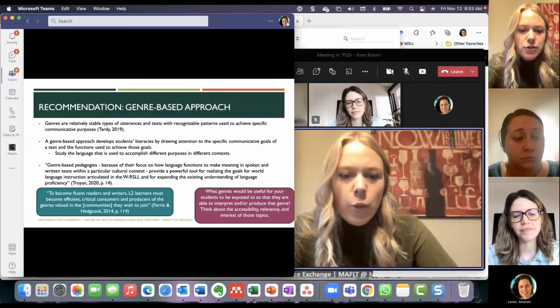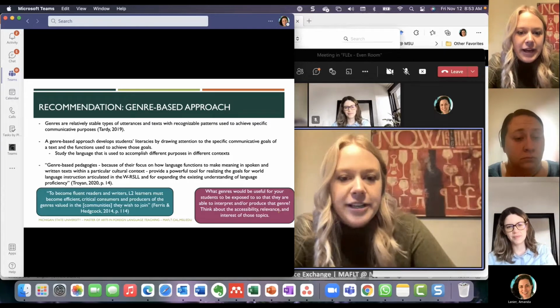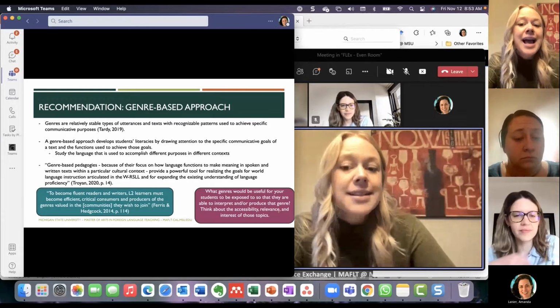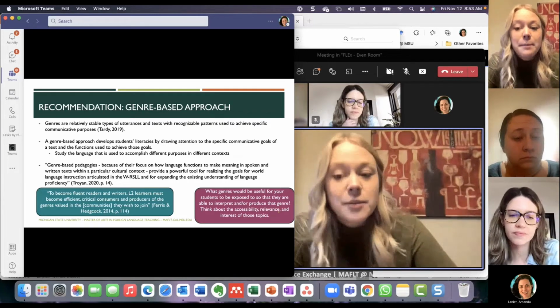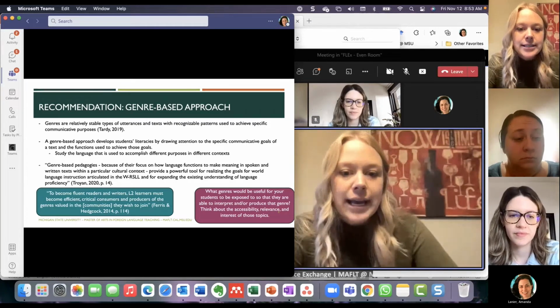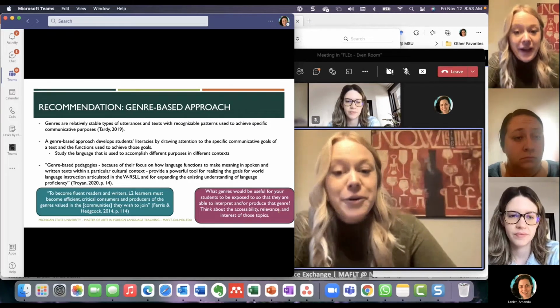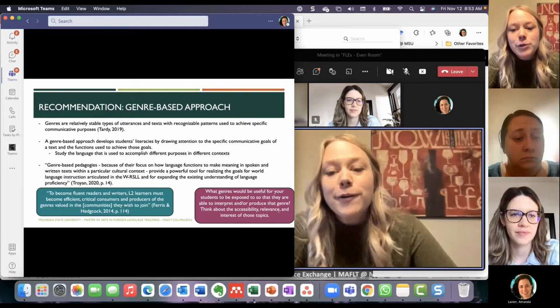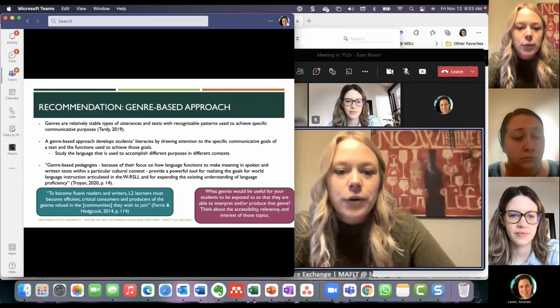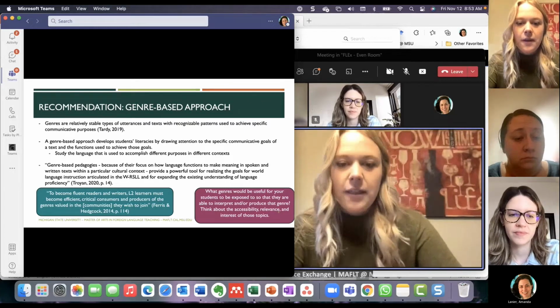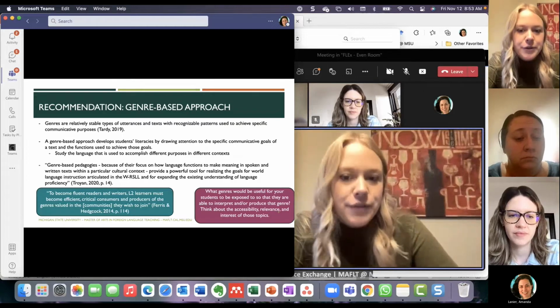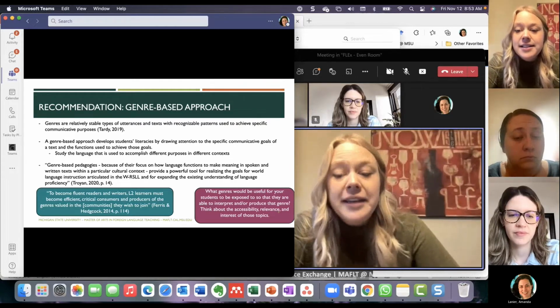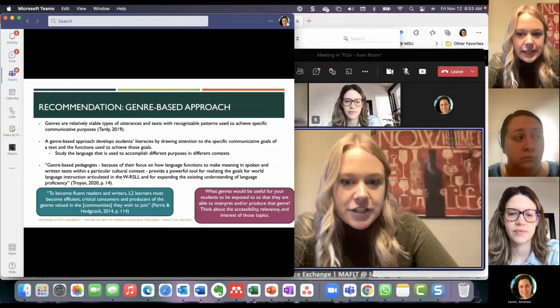And so this quote by Troyan states that genre-based pedagogies, because of their focus on how language functions to make meaning in spoken and written texts within a particular cultural context, provide a powerful tool for realizing the goals for world language instruction articulated in the World Readiness Standards for Language Learning, and for expanding existing understanding of language proficiency.